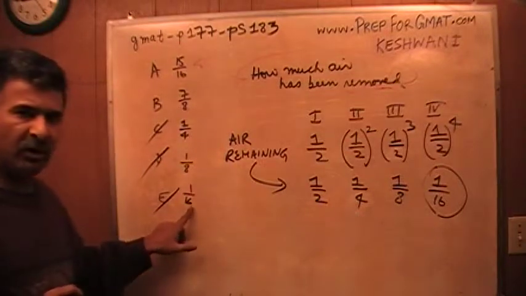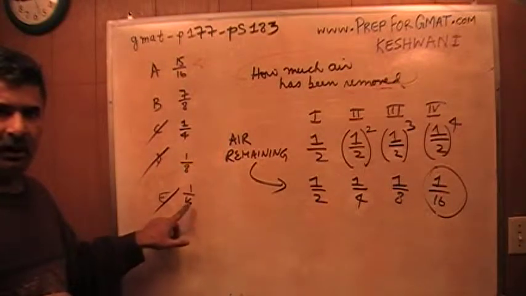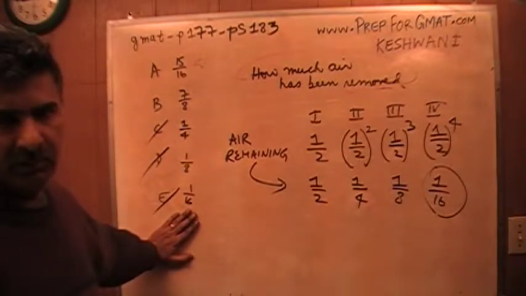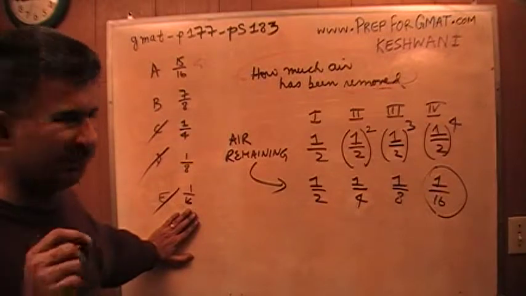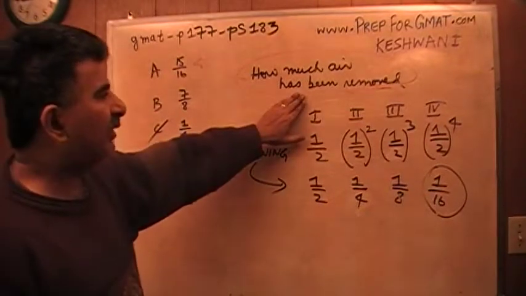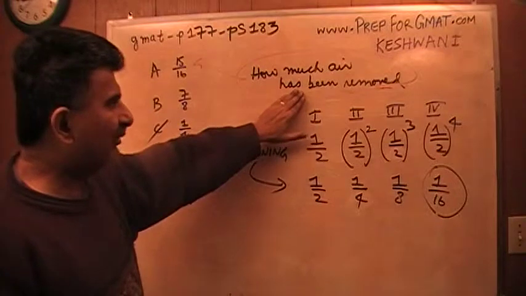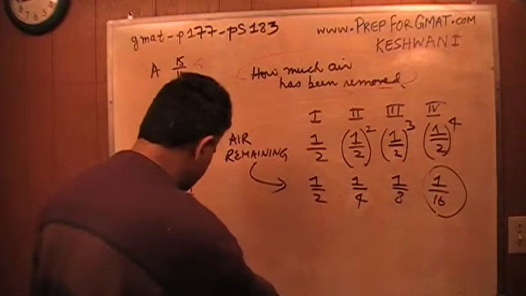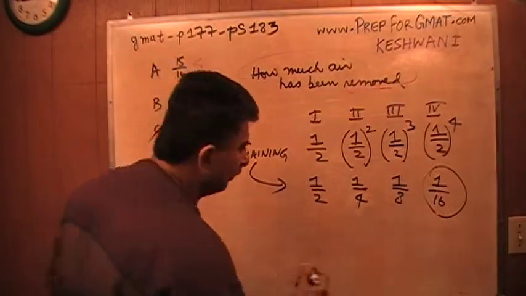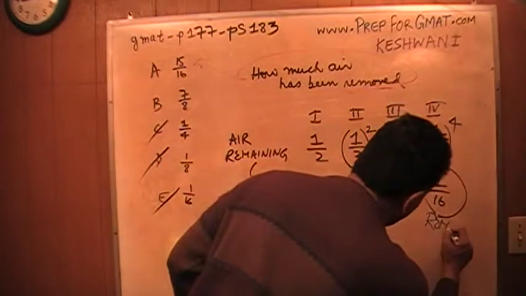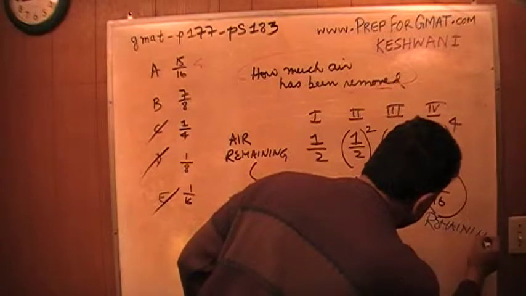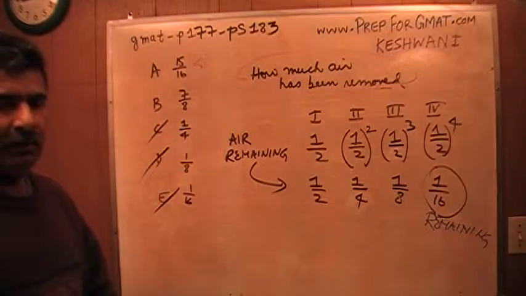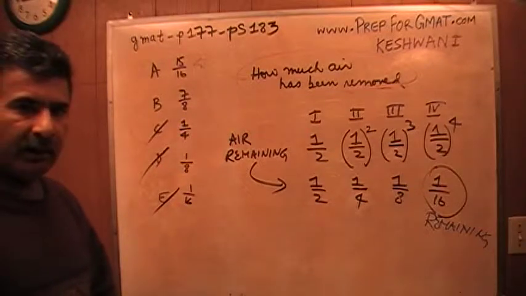Otherwise, there are going to be a lot of people who are going to pick this answer, 1/16. And these are not the people who do not understand the question. They understand the question perfectly well. But they're confusing between what is removed and what is remaining. The question is, how much has been removed? They confuse how much has been removed with how much is remaining. At the end of the fourth stroke, this is what is remaining in the tank. And if you do not pay attention to the wording, you'll end up picking it.